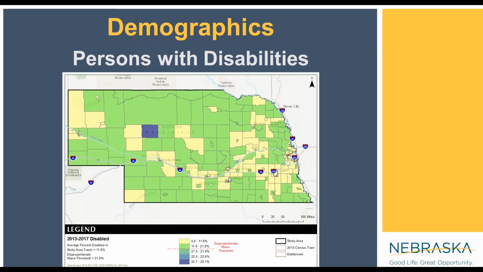Persons with disabilities are scattered. There's one area right here. I'm going to dig into that and figure out what's going on. There's probably a senior living center that got built there, at 22.7 to 29.1% of the population having a disability. But otherwise, it's pretty smooth across the state.